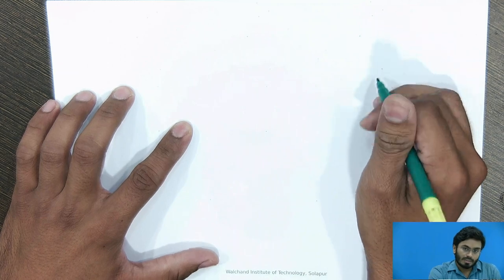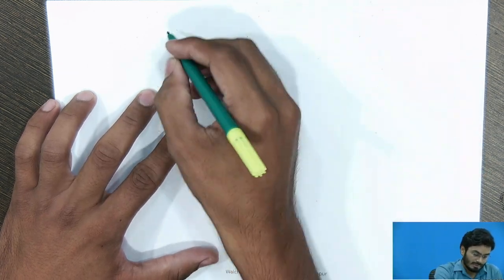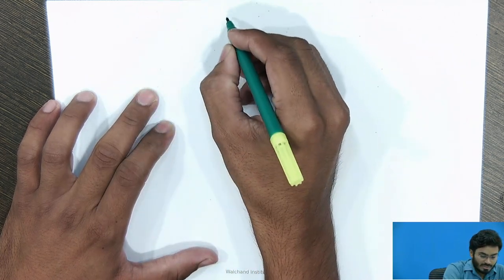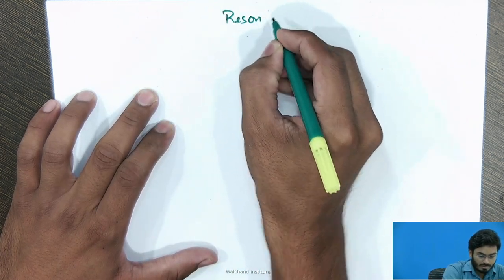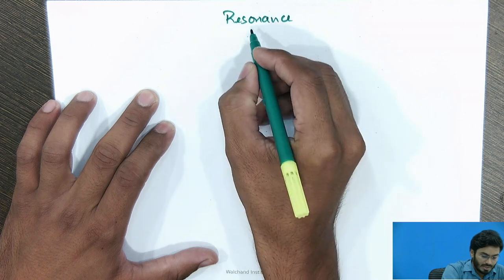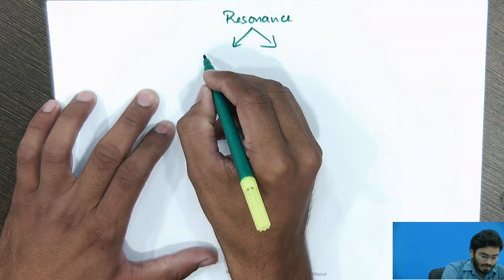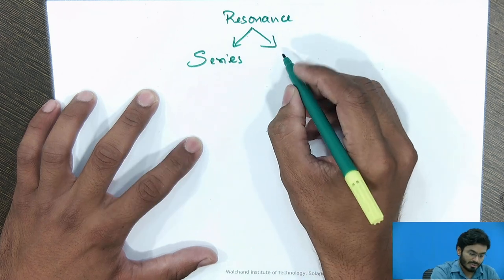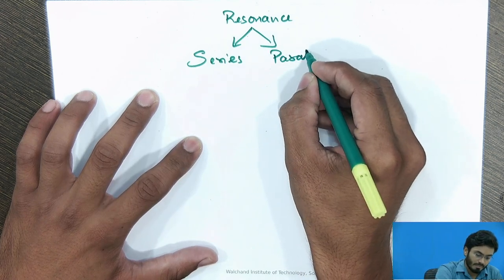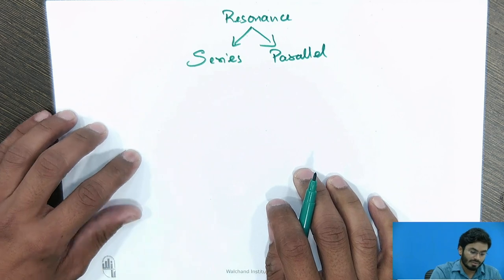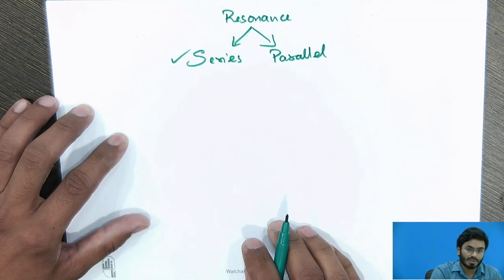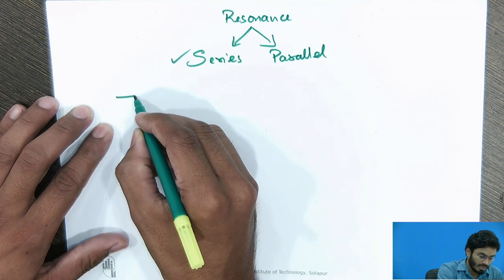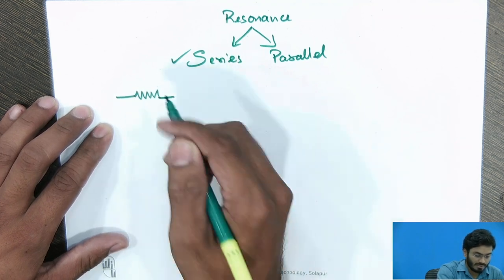So recall that we have talked about resonance in the last video, where we said that resonance is classified basically into two things. The first is series resonance and the second one is parallel resonance. So let's have a look at series resonance circuit today and identify what and how the things happen in a given series resonance circuit.